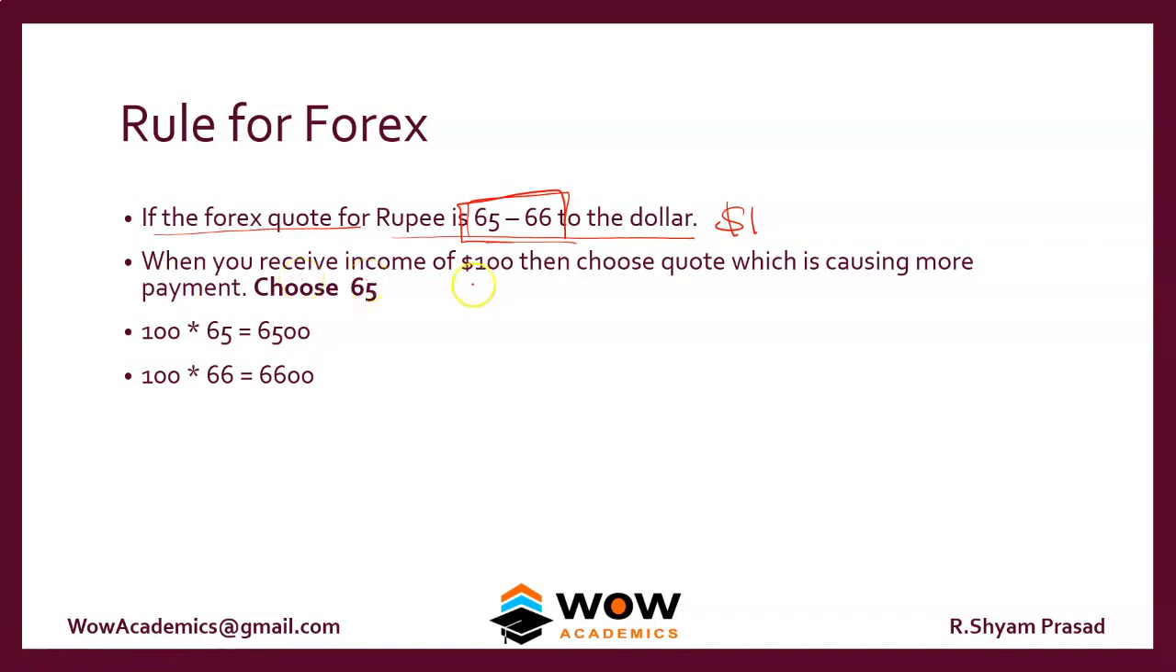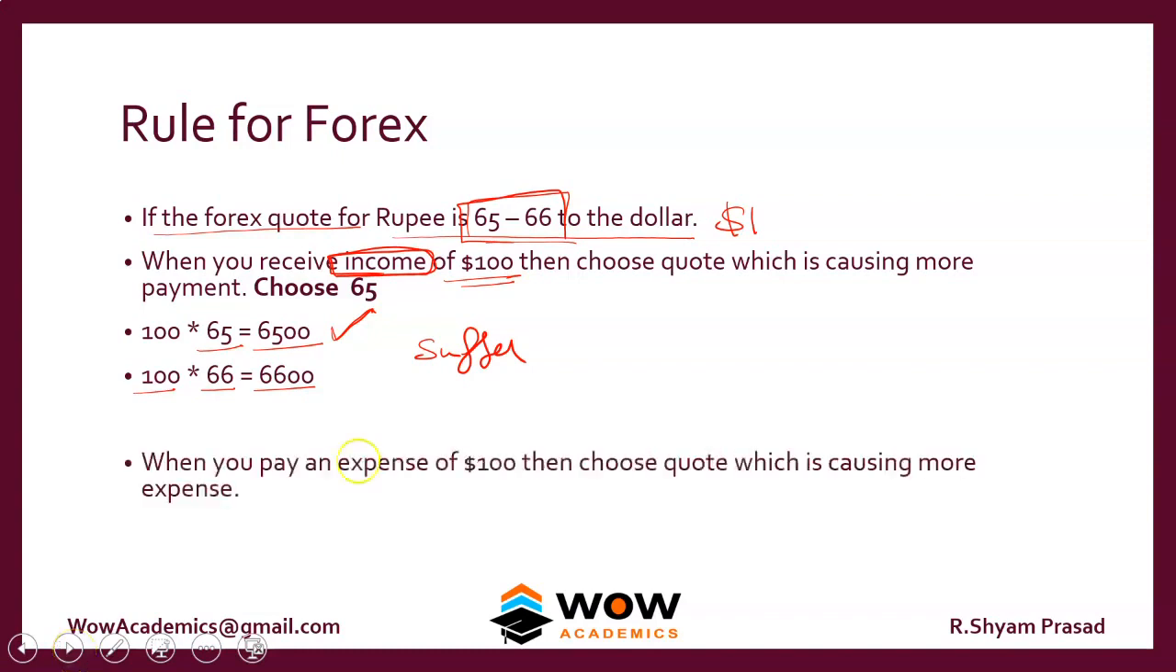When you receive income of $100, which will you choose? You have to choose the number where you suffer a lot. So you have $100 as an income in your pocket, and you go to a bank. If you convert it at 65, you will get 6,500. If you convert the $100 at 66, you will get 6,600. So in which of these do you suffer a lot? This one. So that is the exchange rate. So in terms of an income, you should always get the lower amount, or you should always suffer. So that is the rule.